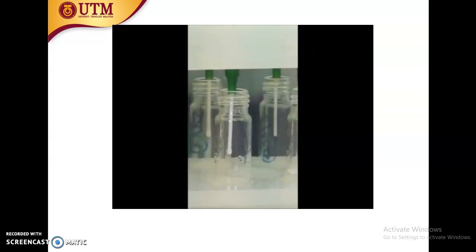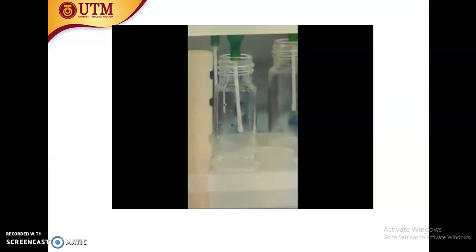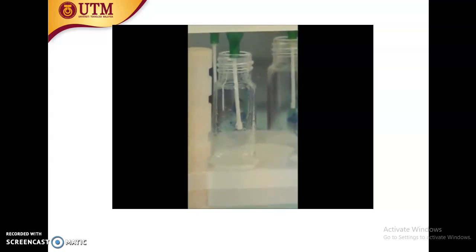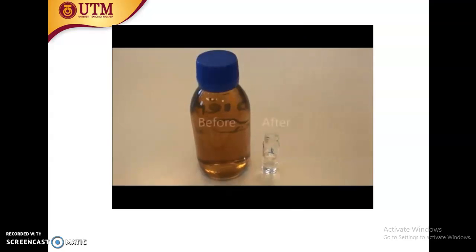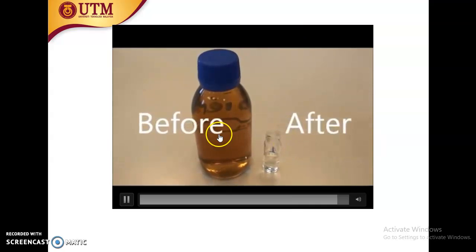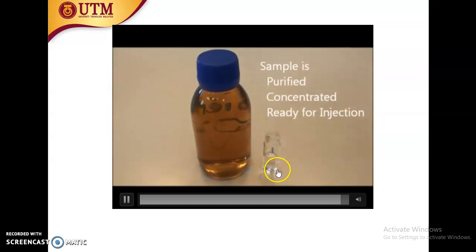You see that the color of the original solution turns from yellow into colorless, whereby this is the solvent that you use during elution. Before, it is maybe up to 100 ml. Now we have a very concentrated solution and it is colorless.